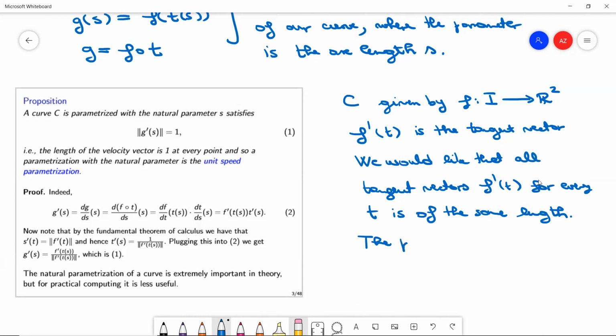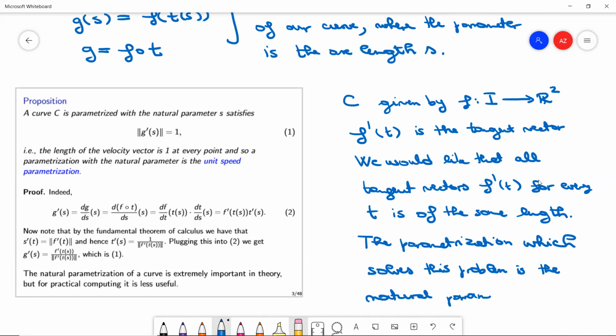So the parameterization which solves this problem is the natural parameterization, the parameterization with respect to the natural parameter, which we just studied. So we start with our parameterization f, then we calculate the arc length, the natural parameter, and then we parameterize our curve C by this natural parameter S. And the proposition on the slide states exactly what I wrote here.